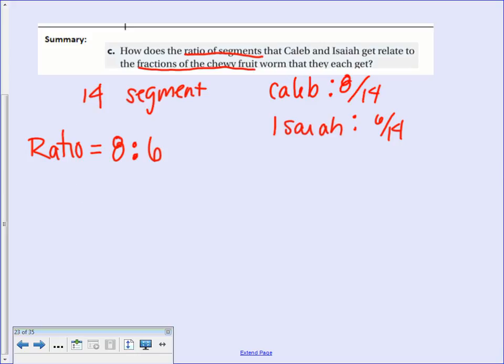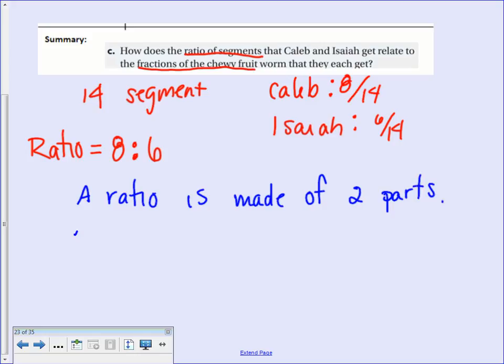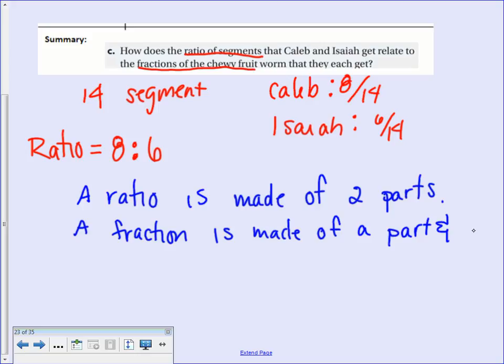All right. A ratio is made of 2 parts. A fraction is made of a part and a whole. Pause to write it down.